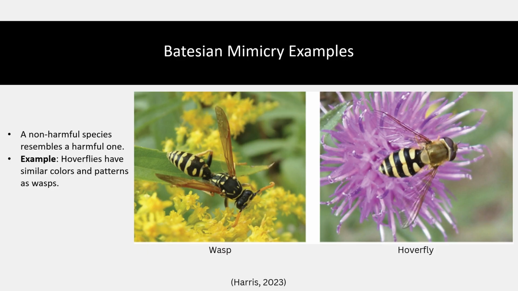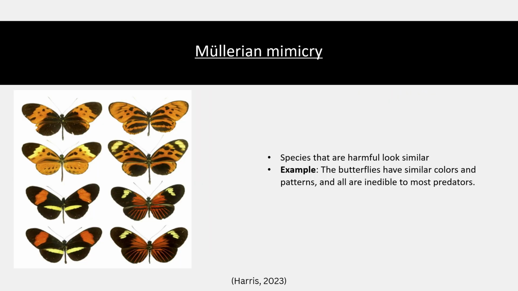We have Batesian mimicry, where a non-harmful species resembles a harmful one. In this case, we have a hoverfly that looks very similar to a wasp. And then we have Mullerian mimicry, where species that are harmful tend to look very similar. All of these butterflies have a red, black, and yellow pattern, and all are inedible to most predators. If they try to eat them, they're probably going to just spit them out, but if they do eat them, it might make them pretty sick.